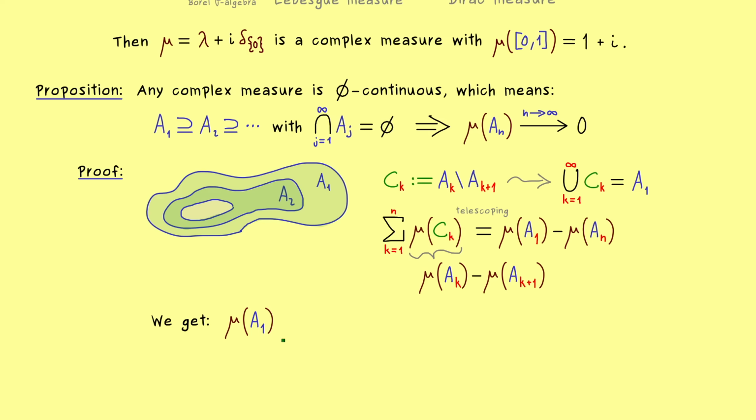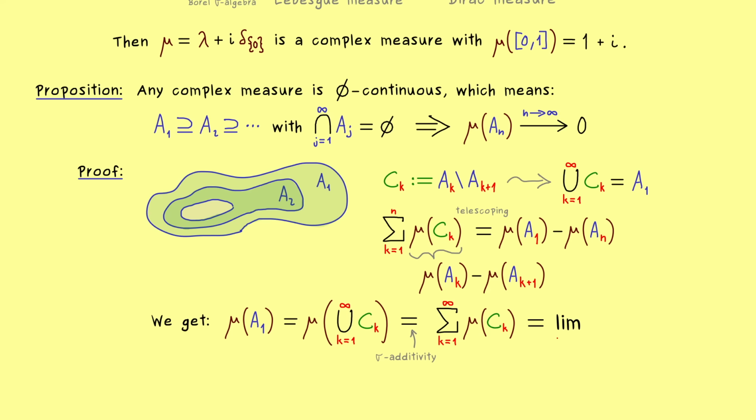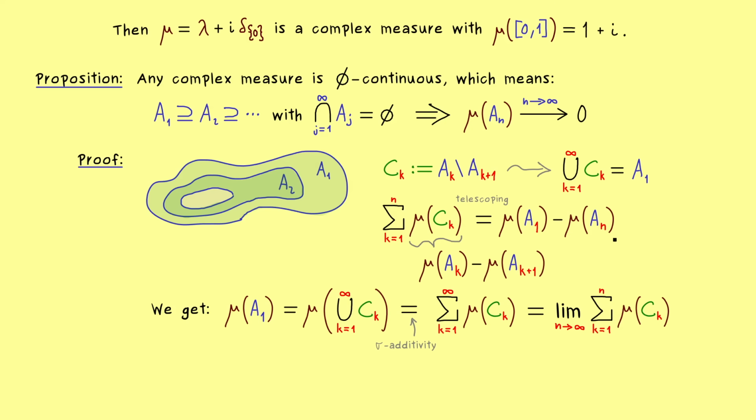First of all, the measure of A_1 can be written as the measure of this union. And since the entries in the union are pairwise disjoint, we can use the sigma additivity. So we get an infinite sum of complex numbers that is absolutely convergent. Which means the value of the sum can be expressed as a limit of a finite sum. And now the good thing is that we already calculated this finite sum. It's just a constant minus the measure of A_n.